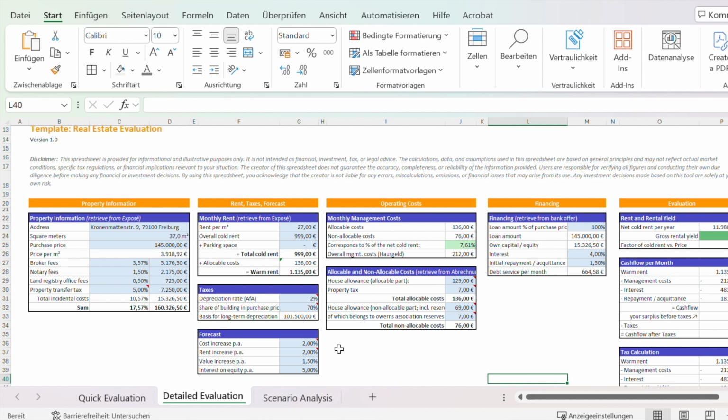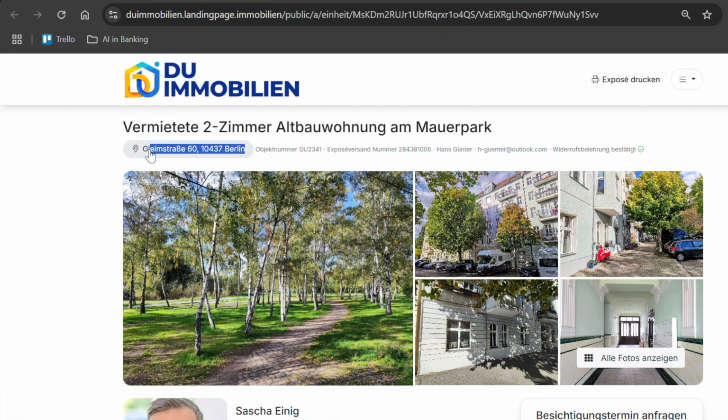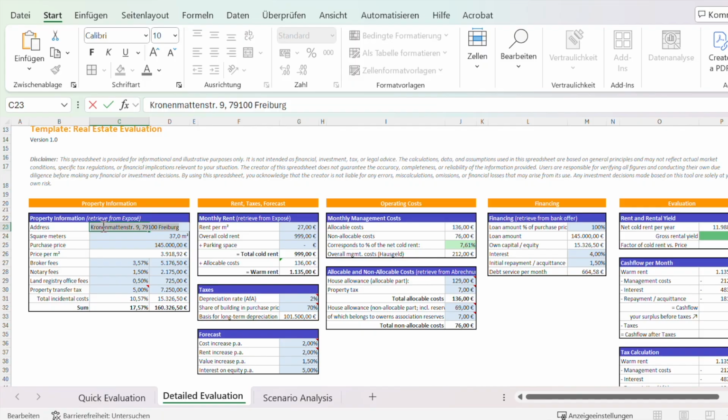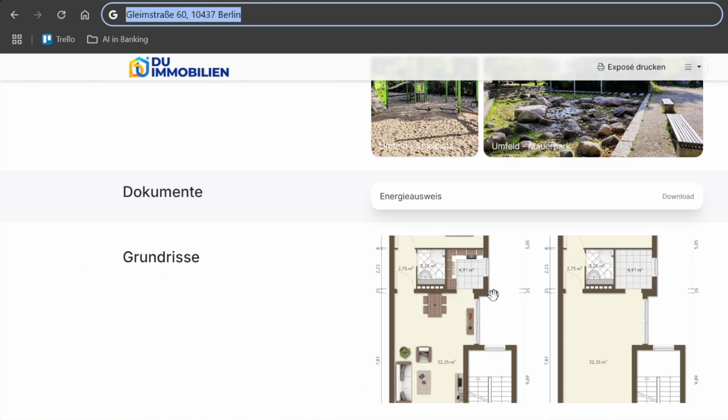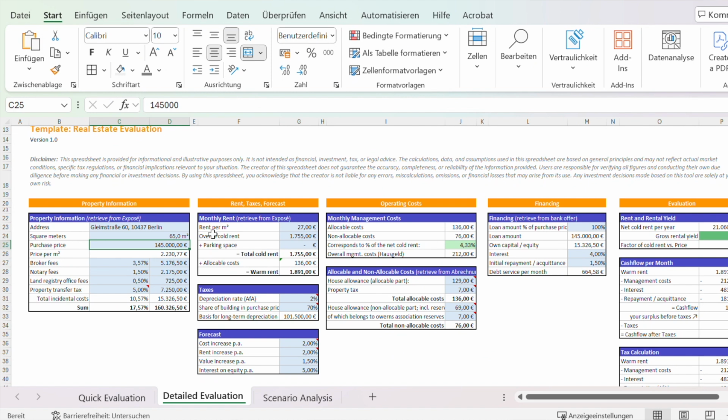But let's type in the information again. If you want to do this detailed analysis, I recommend typing in whatever data you have available, such as in this case, the address. That's what we start off with, right? Then we said it has 65, I think, square meters, yes. And the purchase price is 269,000 euros. And then it already also tells you what the price per square meter is for this offering, right?